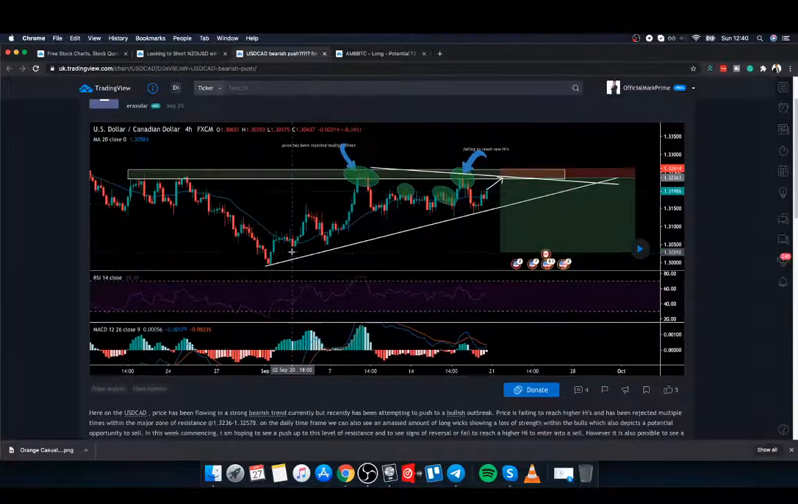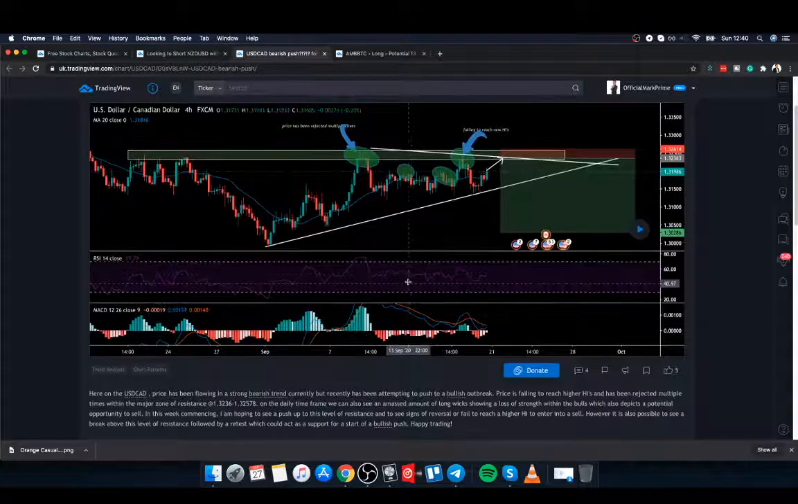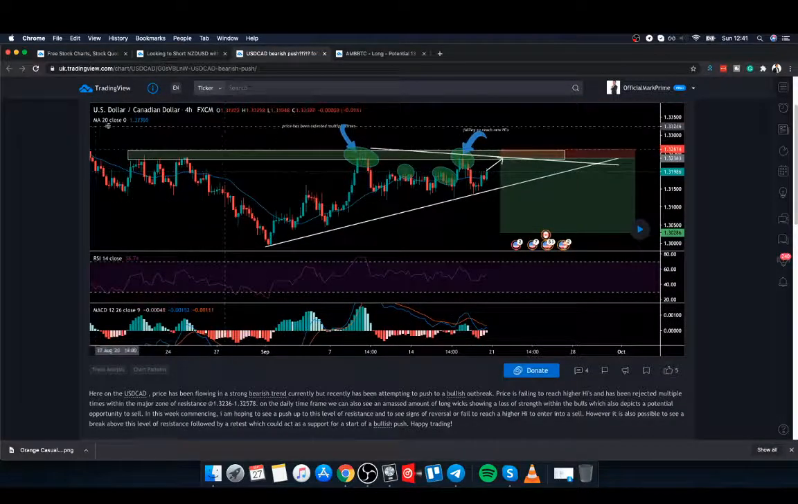Okay, let's see together what he's saying. Here on USD CAD, price has been flowing in a strong bearish trend. Maybe he's referring to the previous one, because in this picture I would never say this is a bearish trend.